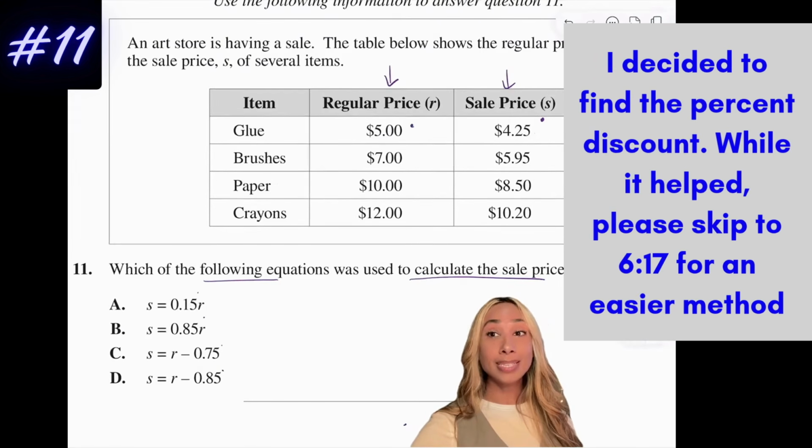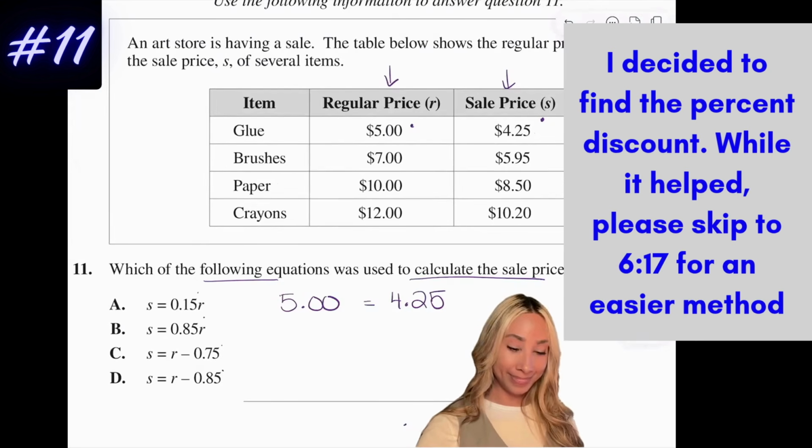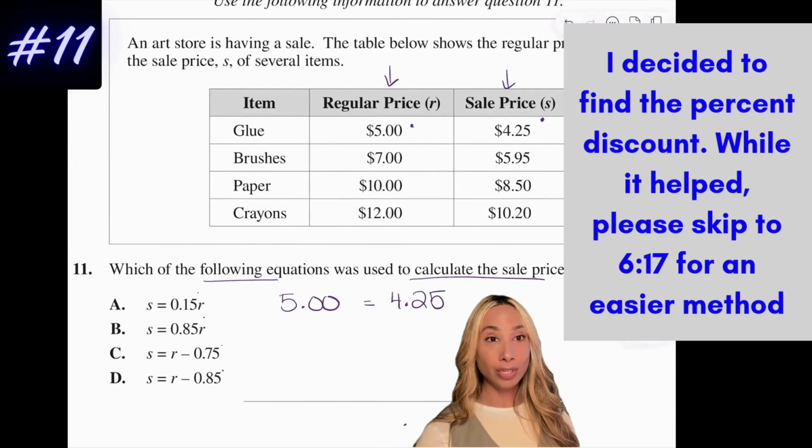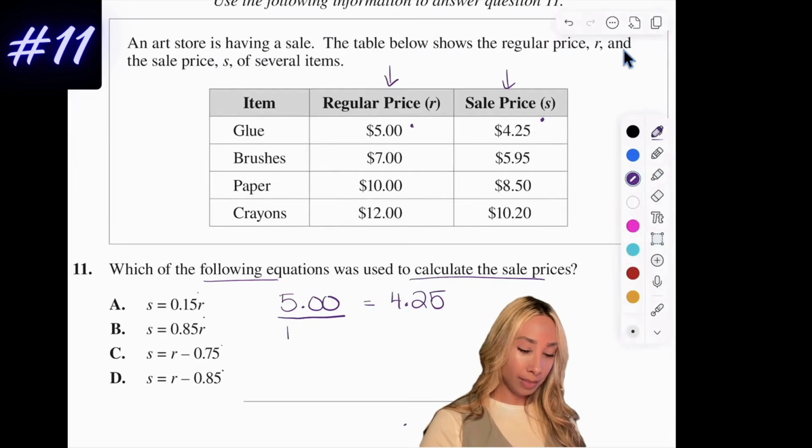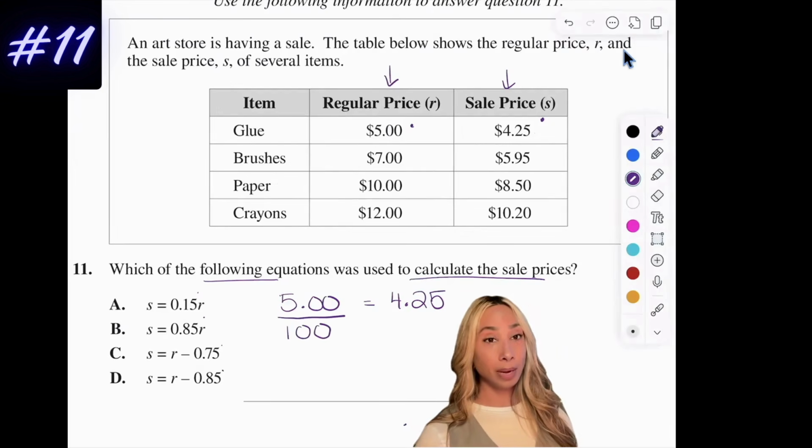So it's going to look something like this. So we're saying $5 is the original price. That's the total. And that's now equal to $4.25. So to figure out the percentage difference, I'm going to say that the $5 represents my 100%.